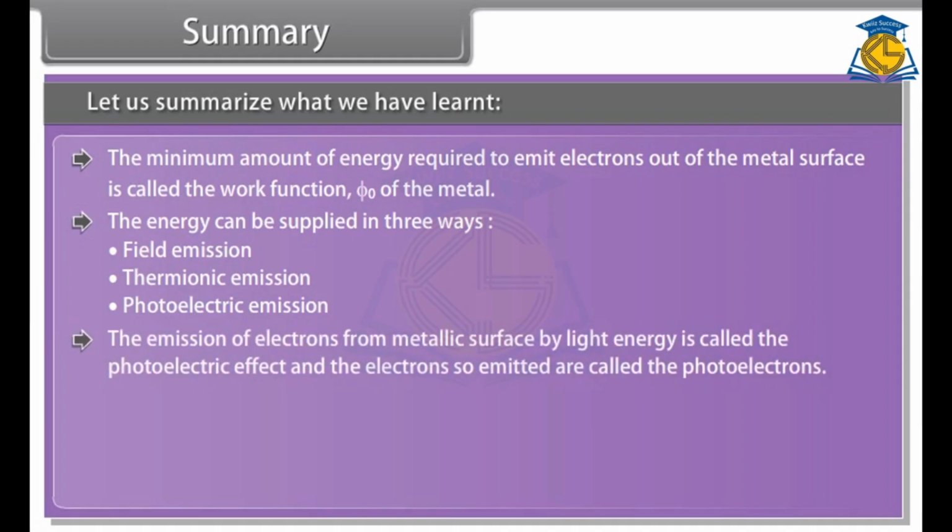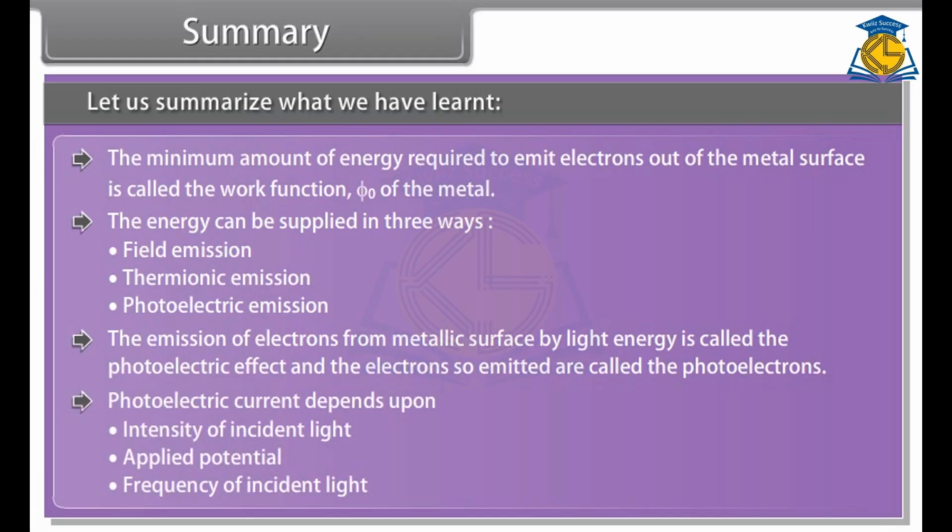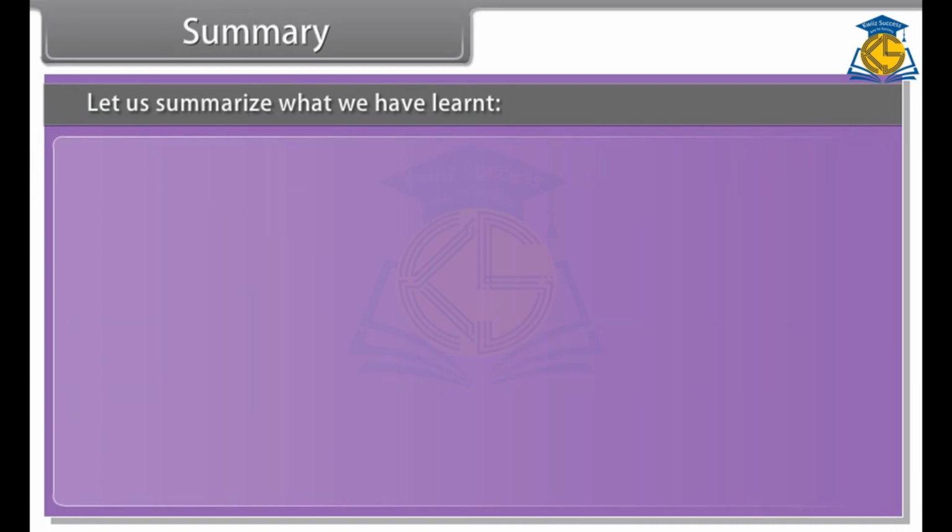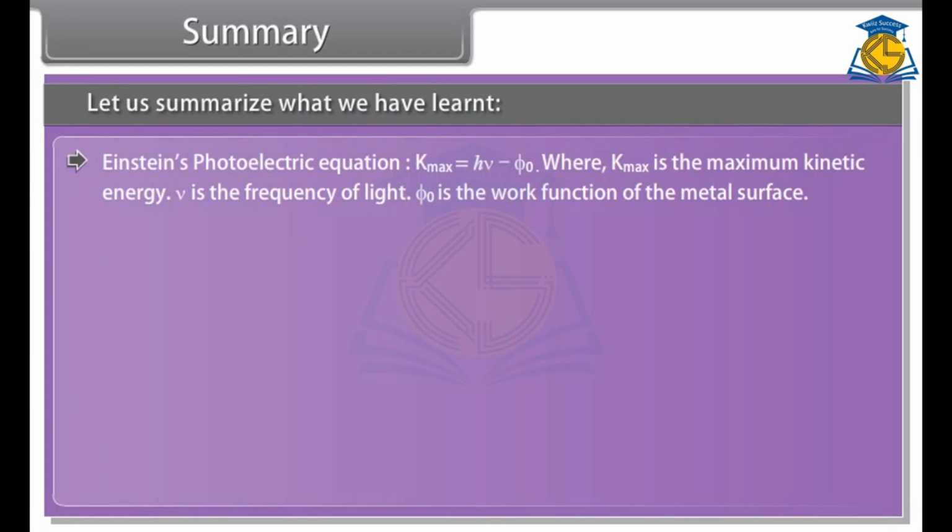The emission of electrons from a metallic surface by light energy is called the photoelectric effect, and the electrons so emitted are called the photoelectrons. Photoelectric current depends upon intensity of incident light, applied potential, and frequency of incident light. Einstein's photoelectric equation: Kmax is equal to h nu minus phi0, where Kmax is the maximum kinetic energy, nu is the frequency of light, and phi0 is the work function of the metal surface.